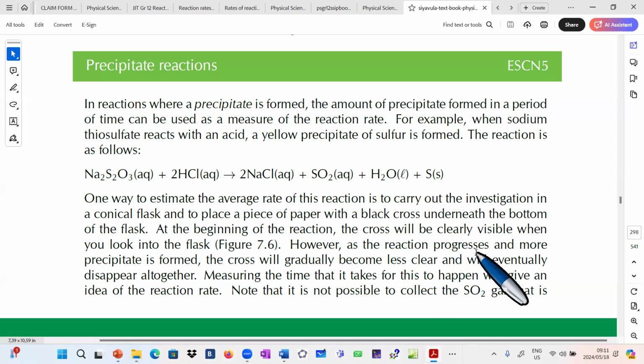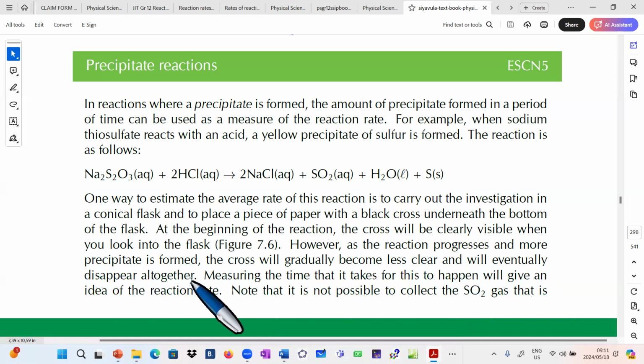However, as the reaction progresses and more precipitate is formed, the cross will gradually become less clear and will eventually disappear altogether. Measuring the time that it takes for this to happen will give an idea of the reaction rate. Okay, now, a couple of things now. However, as the reaction progresses and more precipitate is formed, the cross will gradually become less clear and eventually disappear altogether.